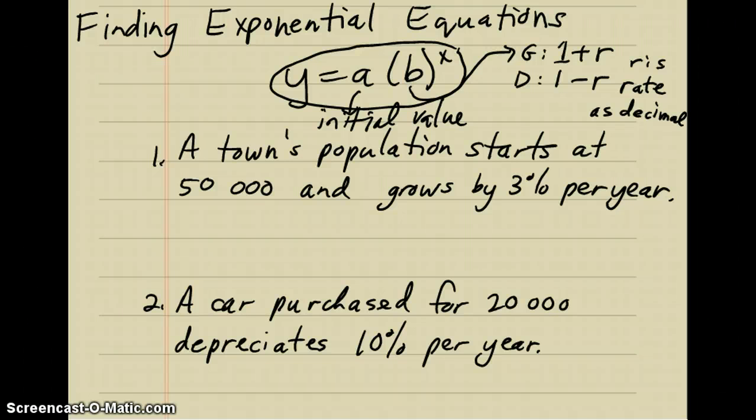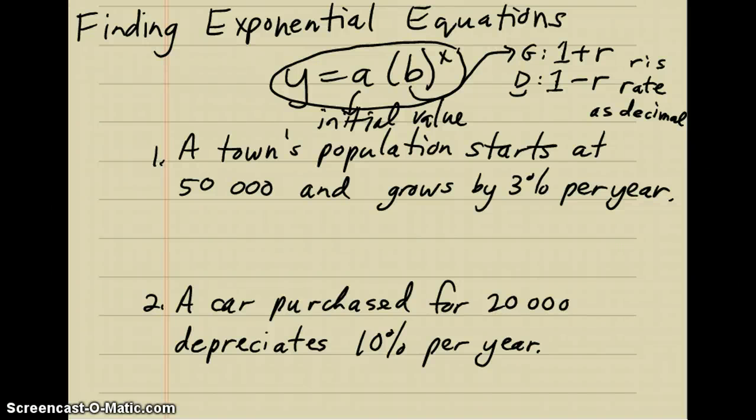The decay rate has to be less than 1, so you will take 1 and subtract the rate. So if you're decreasing by 2%, you would do 1 minus 0.02, which would end up being 0.98. And in the end, you have to make sure that if something is decreasing, your b value is less than 1, and if it's increasing, your b value has to be greater than 1.